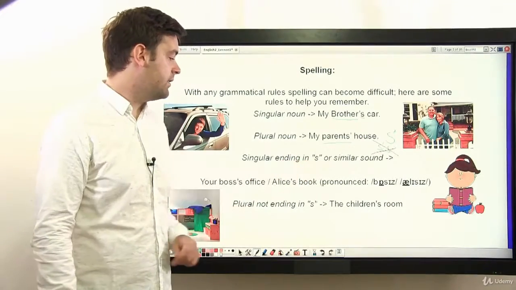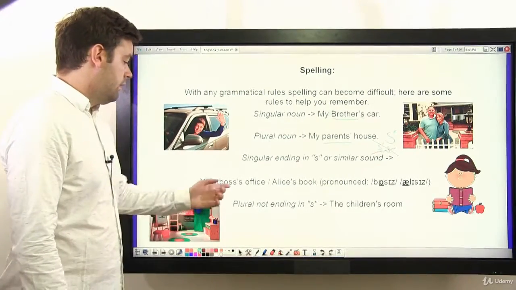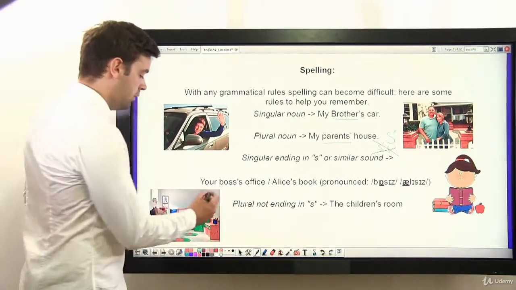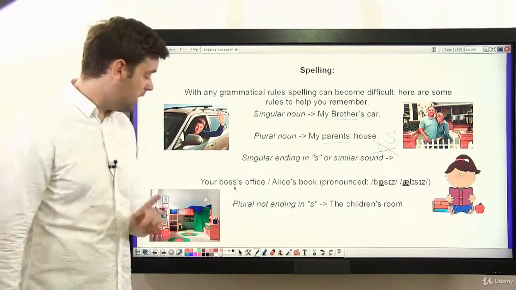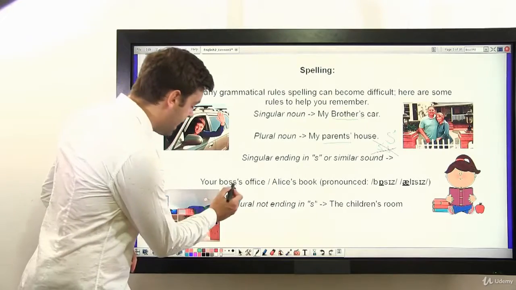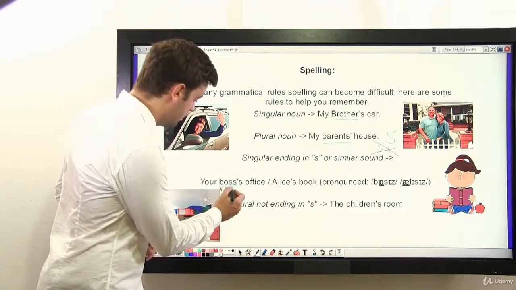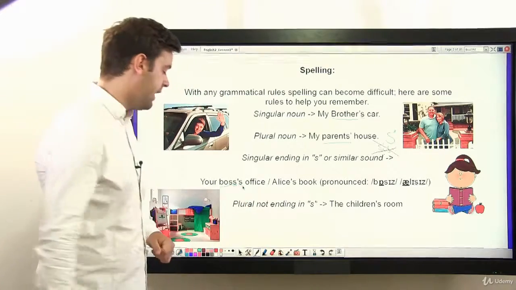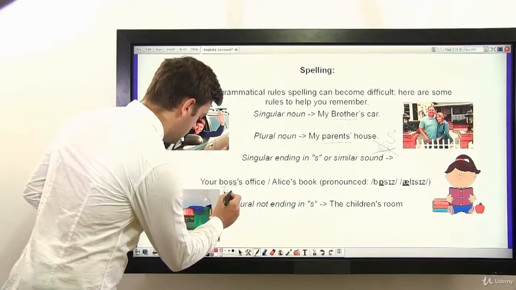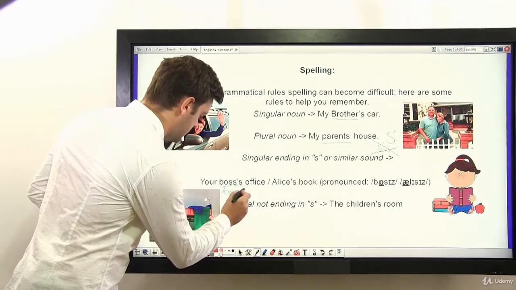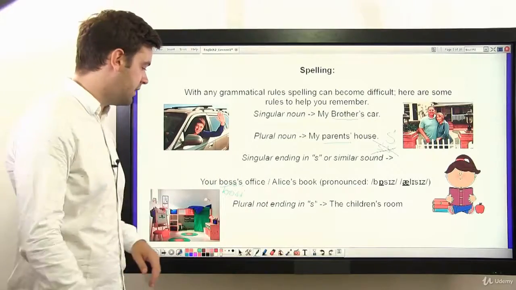Singular ending in s or similar sound. So, for example here, you have it ending in s, but because it's singular, this is the name, boss. So you can put an apostrophe s, or just bosses. So you can put an apostrophe at the end. You choose, it doesn't make a difference.